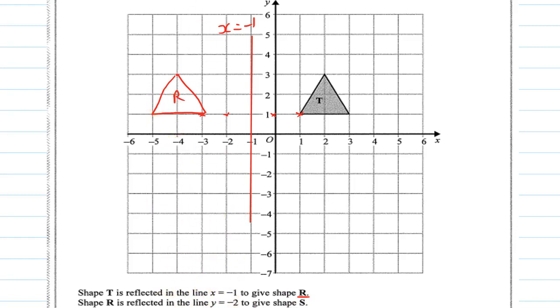R is reflected in the line y equal to -2. So this is our line. Okay, so this is y equal to -2. So this point, if you see here, from this line is 1, 2, 3 steps up. So it will be 3 steps down, 1, 2, and 3. So it is like this, and you can join them, and this will be S.